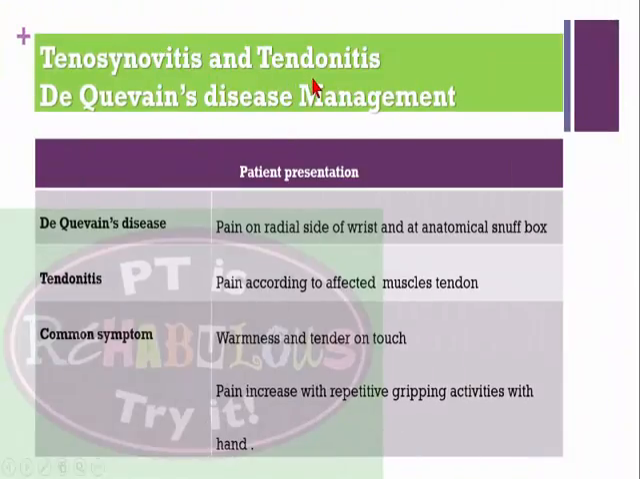Tenosynovitis, tendinitis or De Quervain's disease management. Patient presentation in De Quervain's disease: pain on the radial side of the wrist and anatomical snuffbox. Tendinitis: pain in the affected muscle's tendon. Common symptoms we can notice in this patient are warmth and tenderness on touch. Pain increases with repetitive gripping activities of the hand.